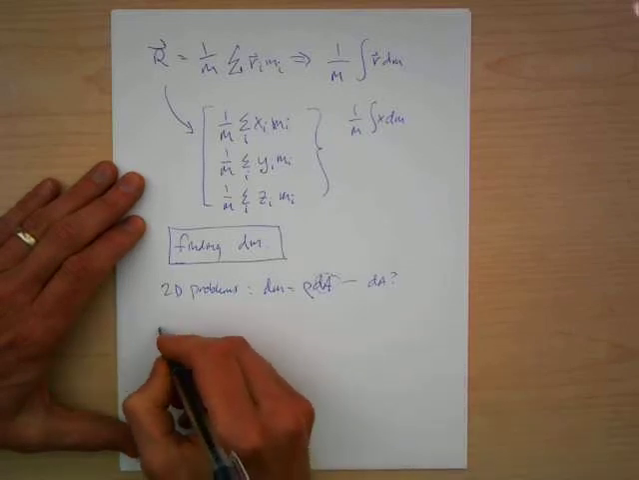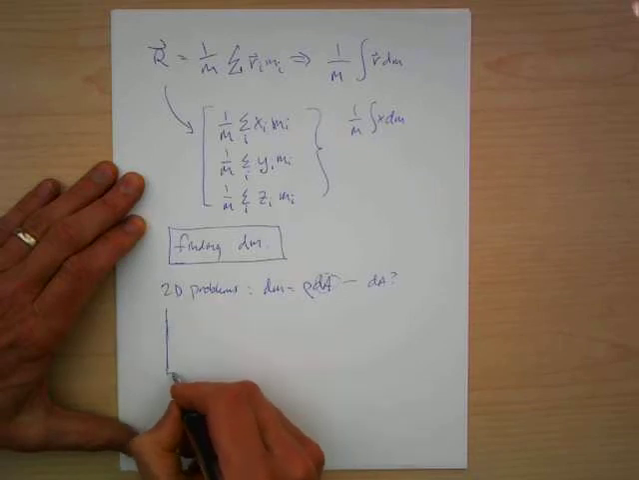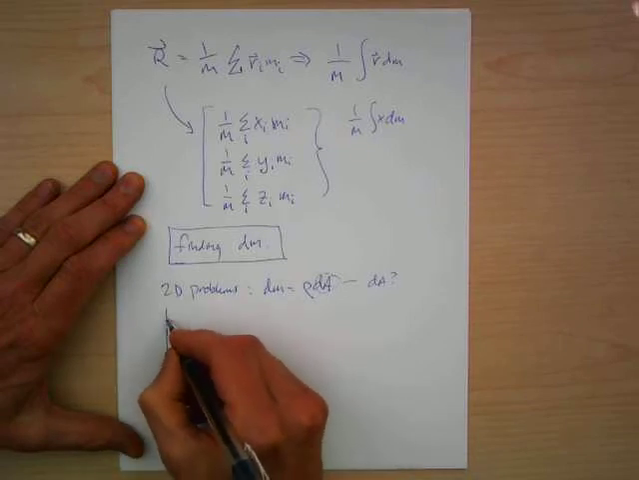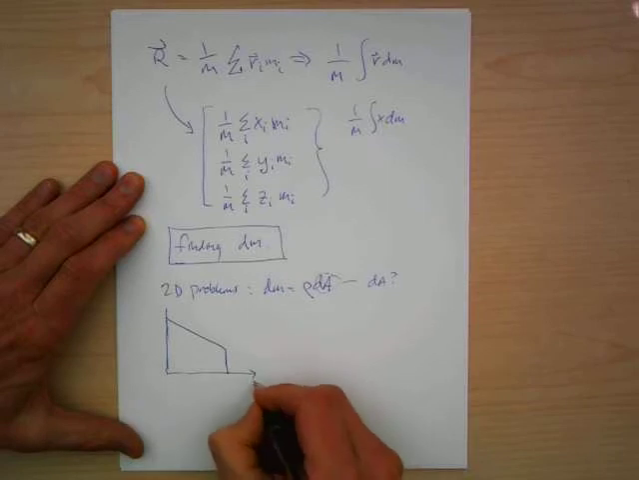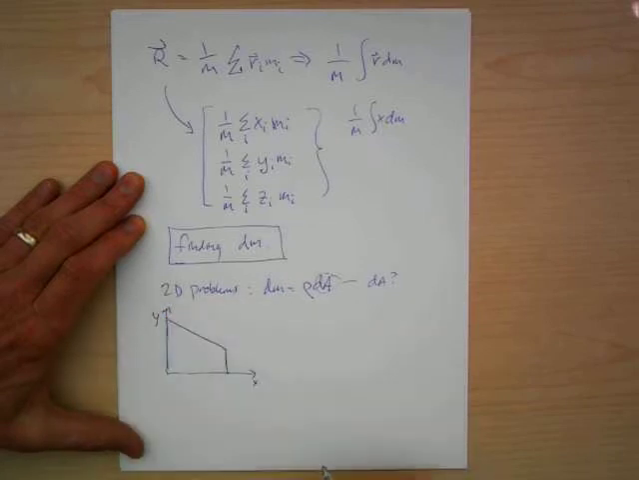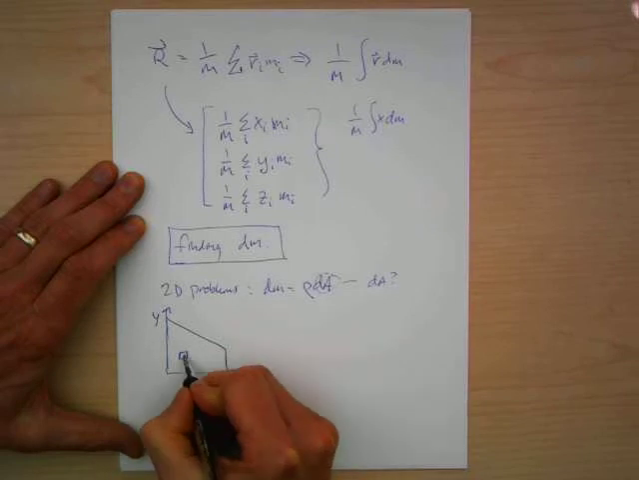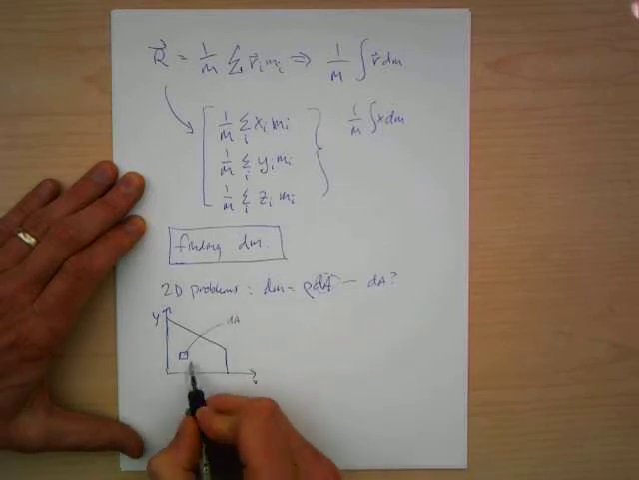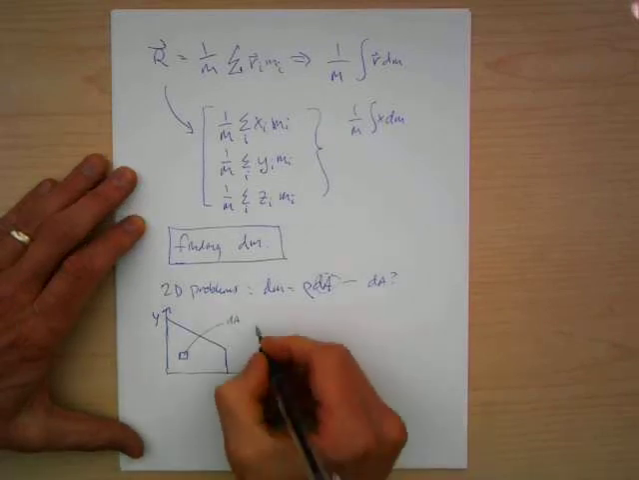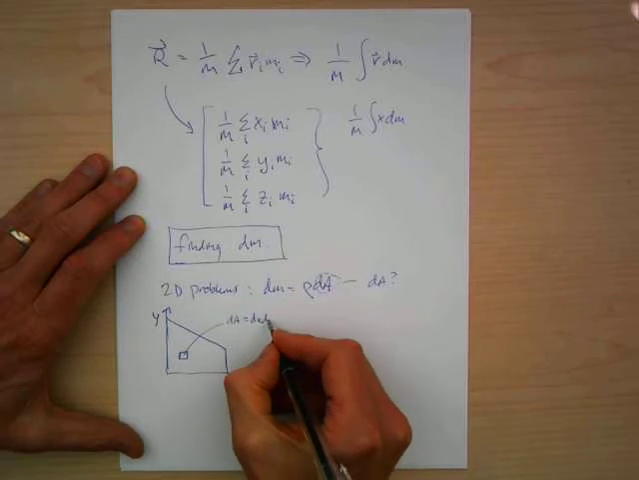So as an example, suppose you have a shape like this in an XY coordinate system. And so what do we mean by dm? We mean a little chunk of this piece, like so. And so dA is this little square here. And in Cartesian coordinates, we would just write that as dx dy.